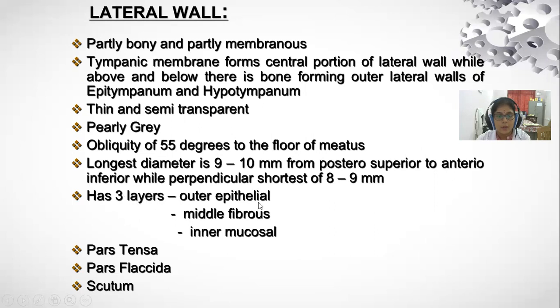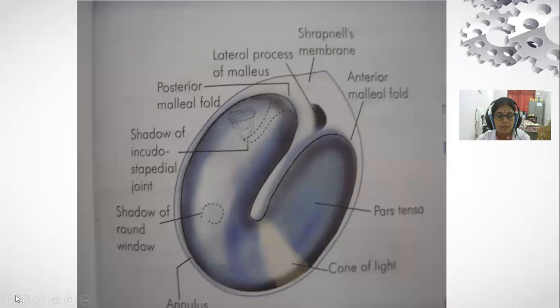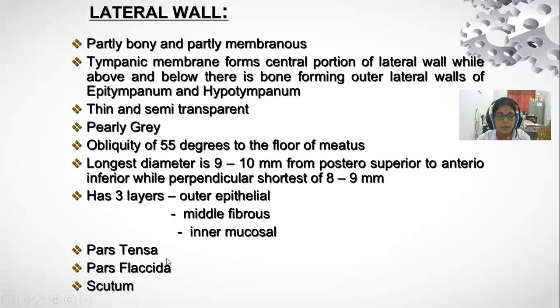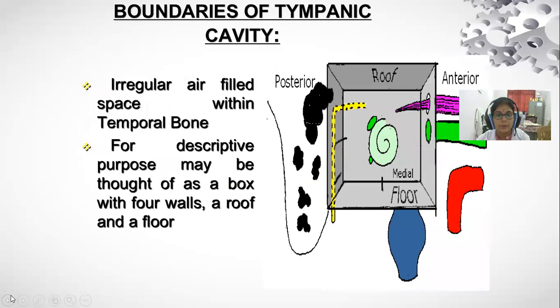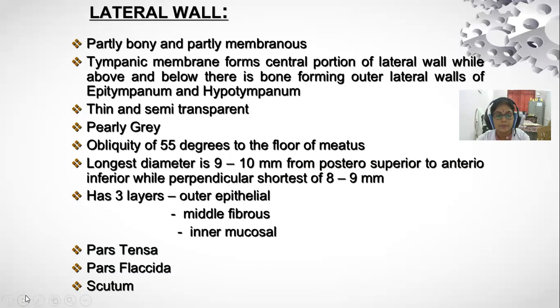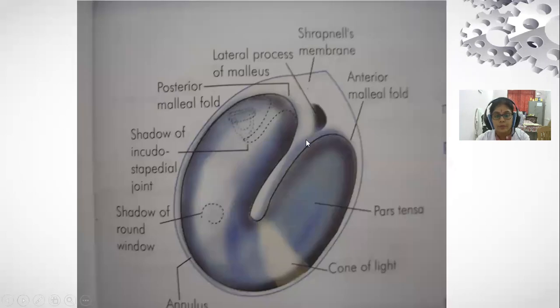It has 3 layers: outer epithelial, middle fibrous, and inner mucosal layer. It's divided into pars tensa and pars flaccida, and it has the outer attic wall, which is also called scutum. So you can see, this is pars flaccida. This is pars tensa. These are the two parts of the tympanic membrane. Pars flaccida is also called Shrapnell's membrane.